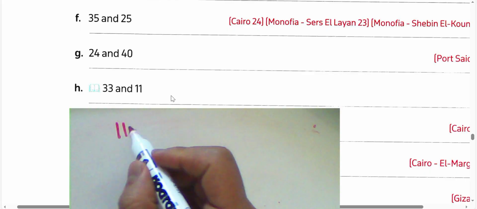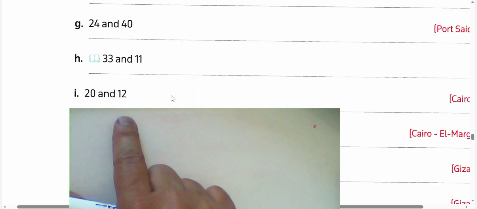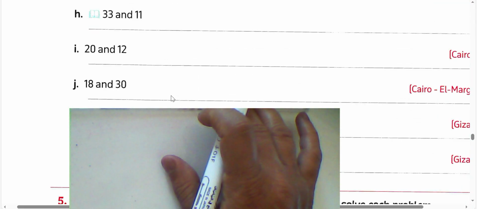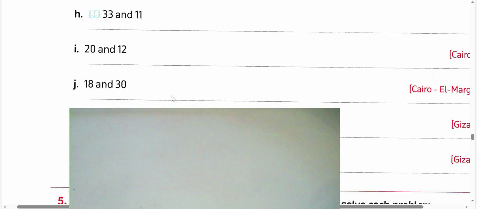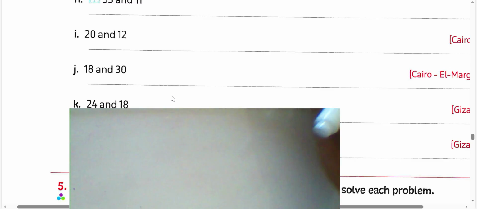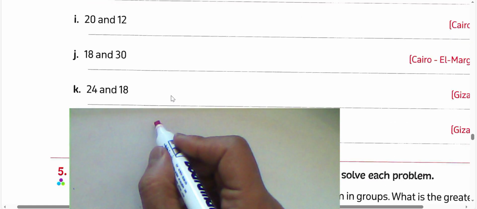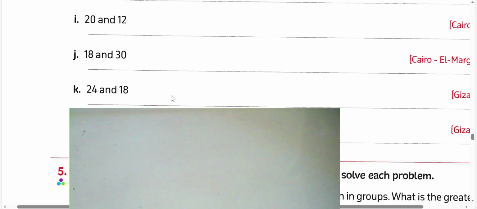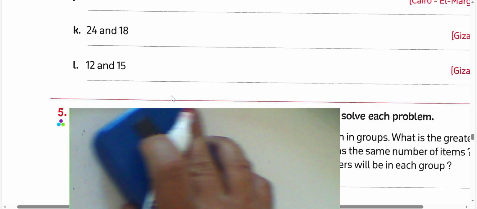Okay, 33 divided by 11, then 11 is the highest common factor between them. 20 and 12, the highest common factor between them is 4. 18 and 30, the common factor between them is 6. 24 and 18 divided by 6, the highest common factor between them is 6: 4 times 6 is 24, 3 times 6 is 18. 12 and 15 can be divided by 3, the highest common factor between them equals 3.